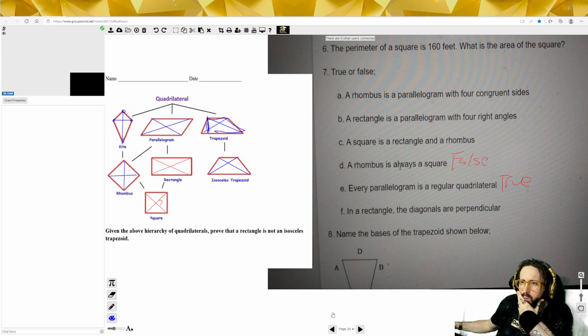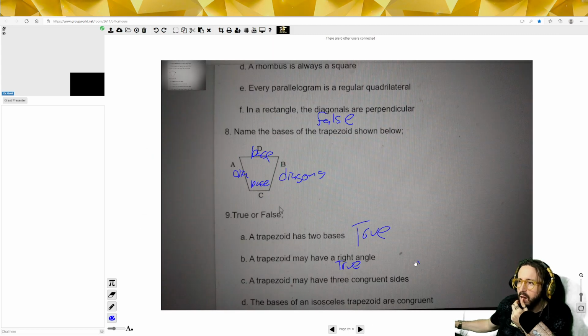I think here's how that works. It's 6 o'clock, pretty much. We got 1 more minute. I think this is false. The bases of an isosceles trapezoid are congruent. That's also false.